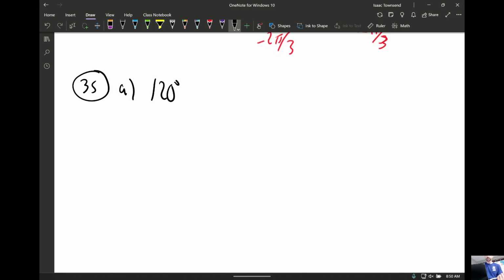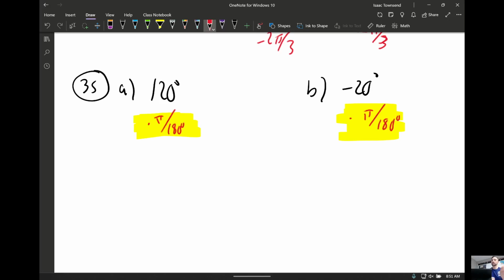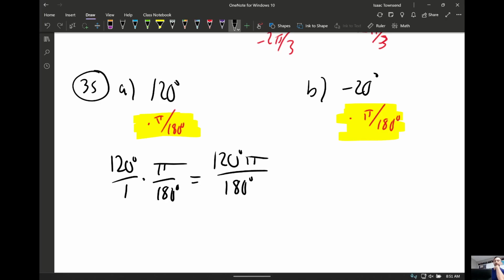All right, number 35 gives us degrees and wants us to convert these to radians as a multiple of pi. To convert degrees to radians, you have to have memorized what the process is going to be. You're going to multiply by pi over 180 degrees. So if I do this, 120 degrees times pi over 180 degrees, multiply your fractions together and reduce.